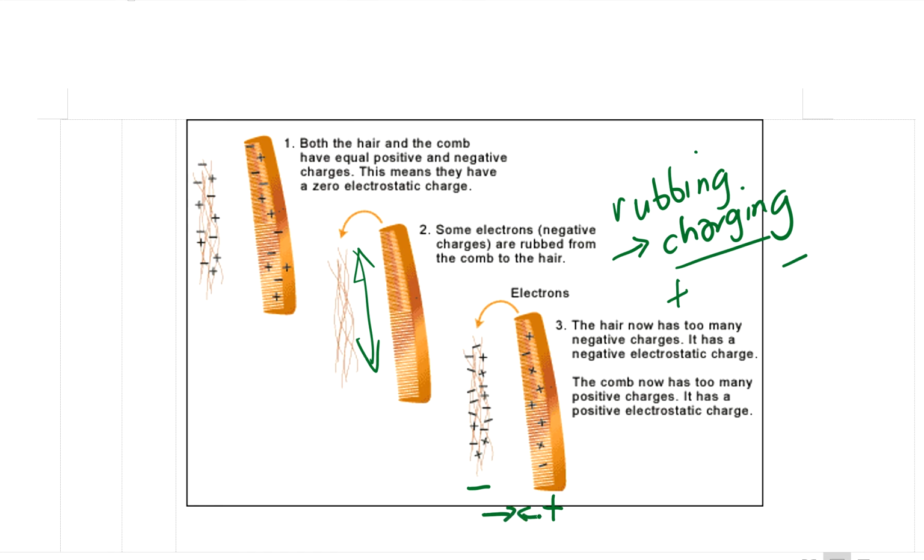This will not happen when your hair is wet, by the way, because when your hair is wet, the charges cannot form when you rub.